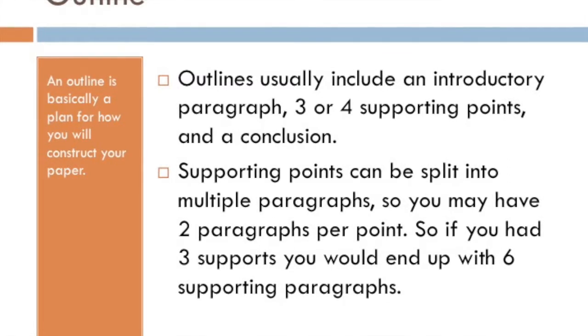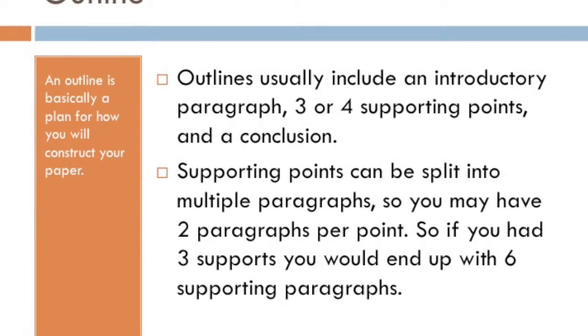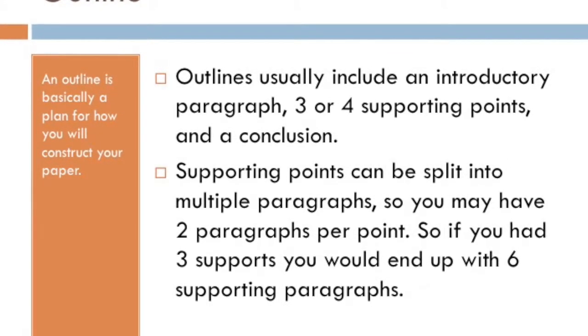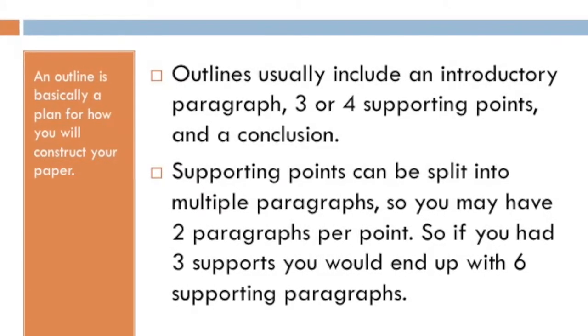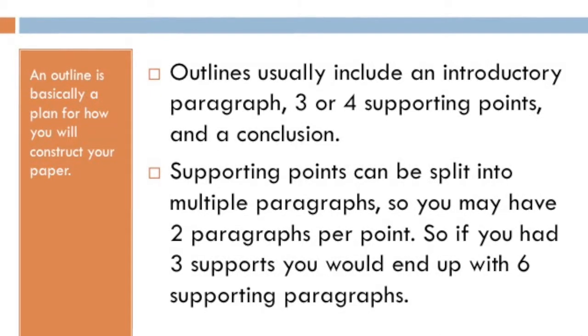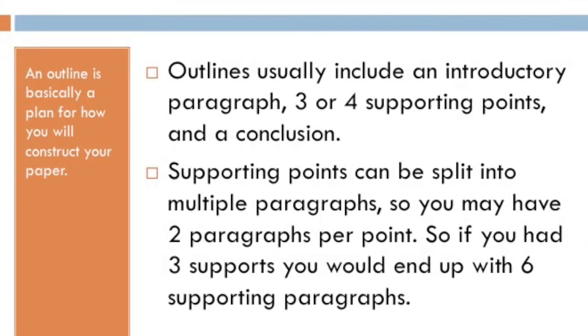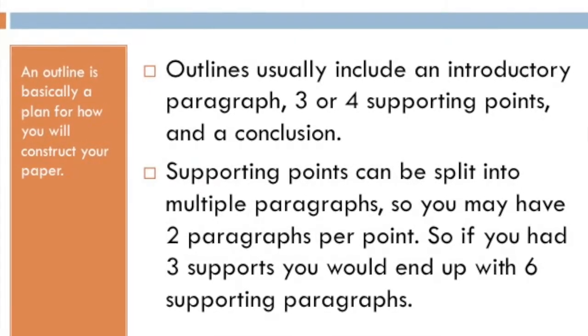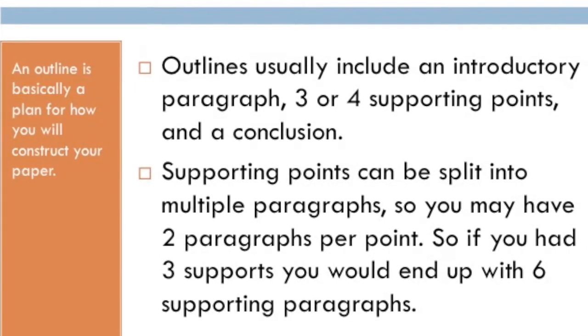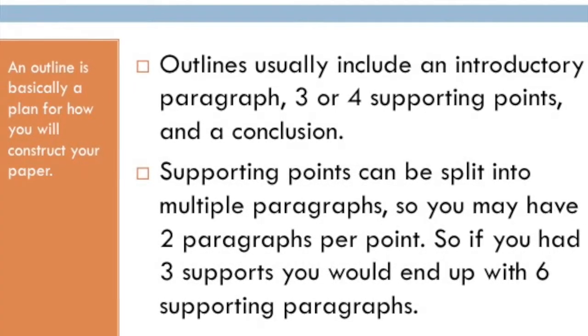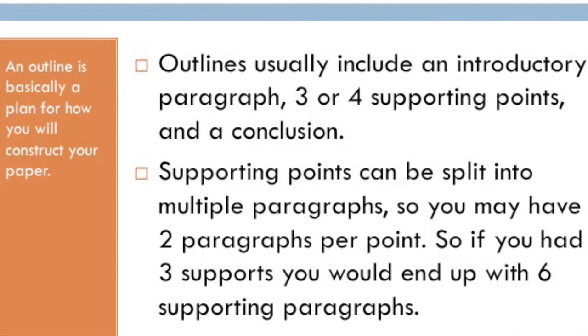Next, we will create an outline. An outline is basically a plan for how you're going to construct your paper. Outlines usually include an introductory paragraph and 3 to 4 support points and a conclusion. Supporting points can be split into multiple paragraphs. So if you have 2 paragraphs per point and you have 3 support points, you would end up with 6 supporting paragraphs.